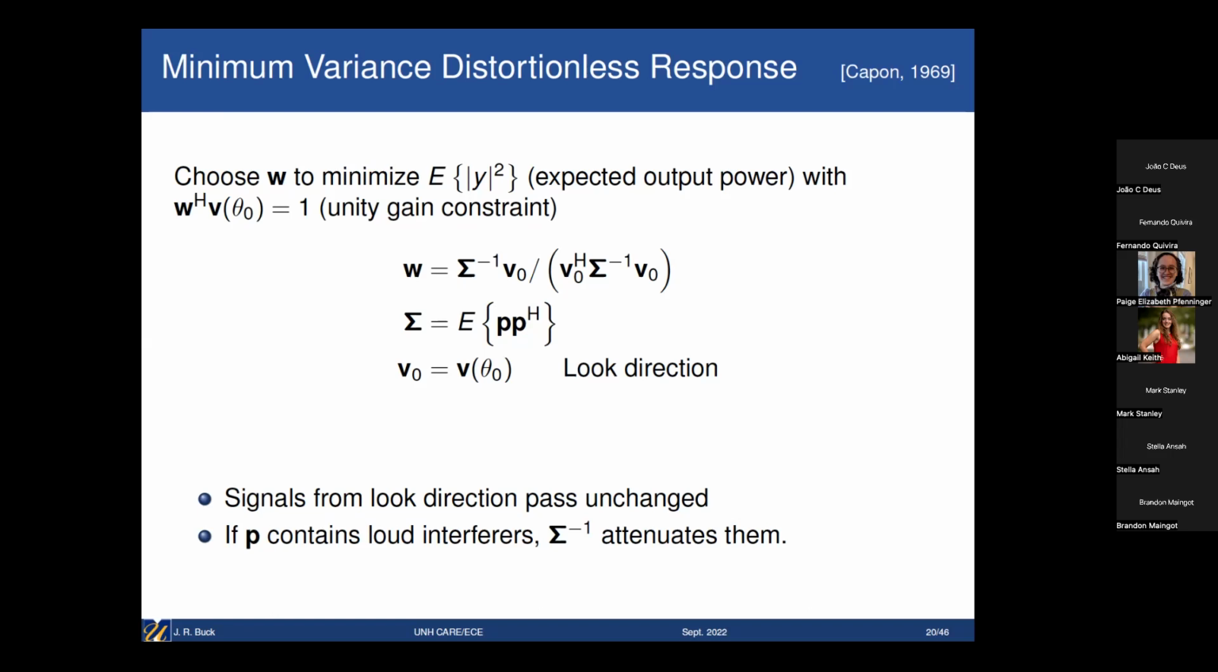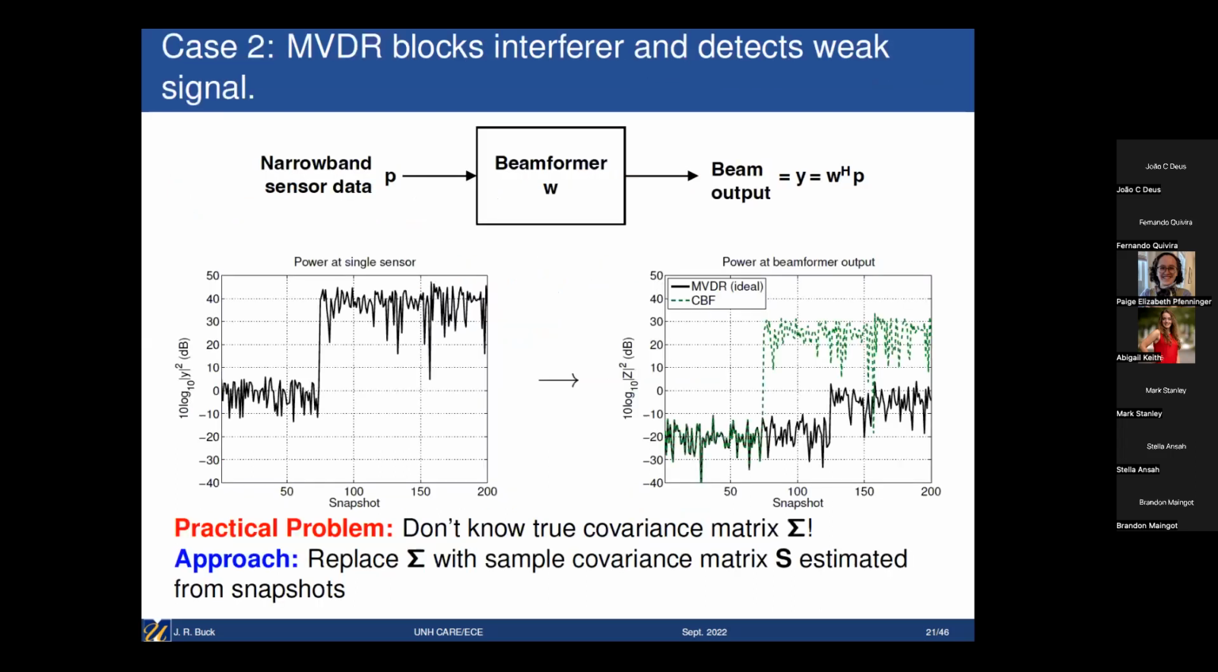So we get the signals we want unchanged, but if there are loud interferers, taking the inverse of that turns out to attenuate them. So when we do that, this is an example. I should have said at the start, all these examples were developed by my friend Kathleen Wage at George Mason University, that we collaborate with a lot. These are from her arrays class and some joint classes or seminars we gave at Portland State a few years ago. But again, the single sensor, it's invisible.